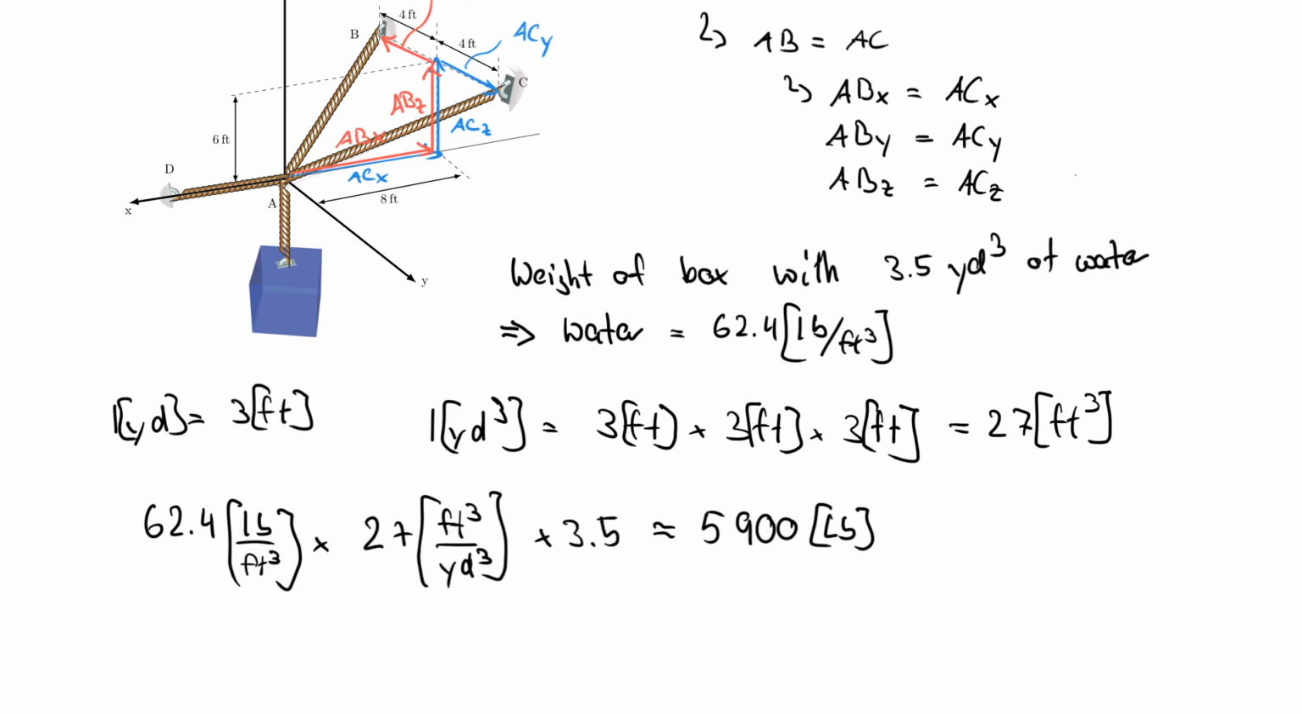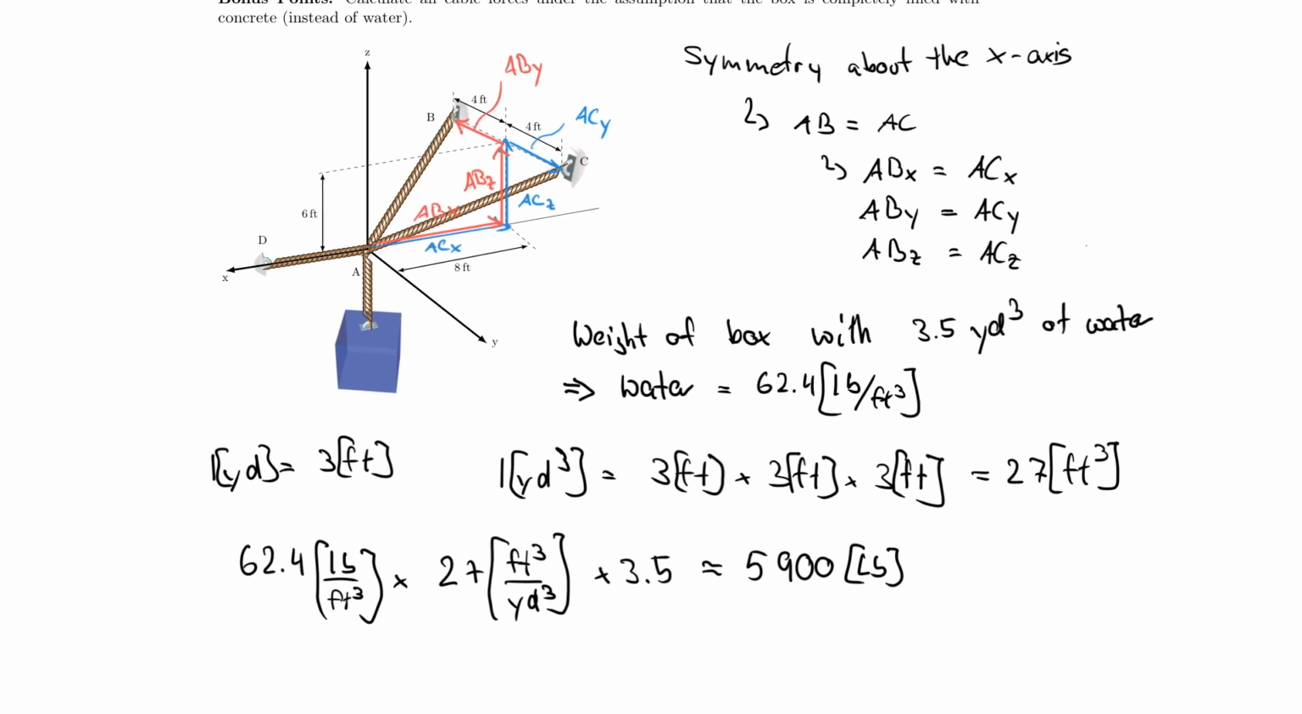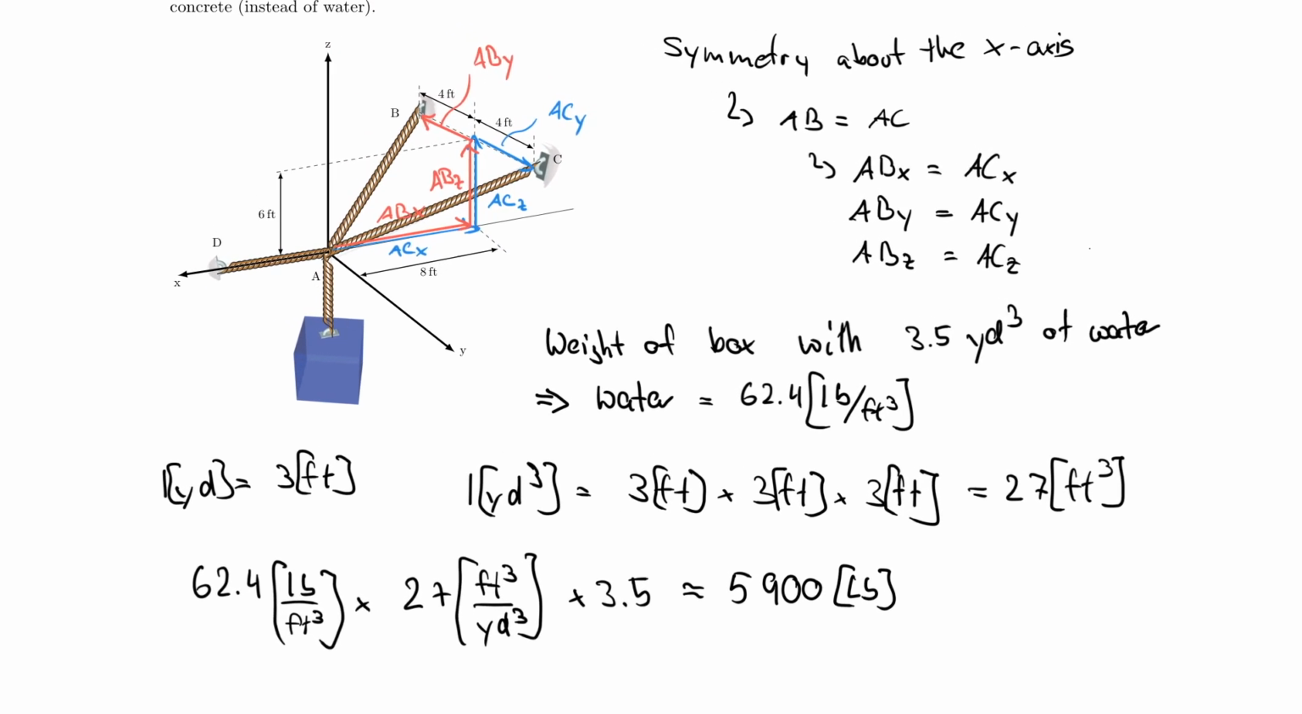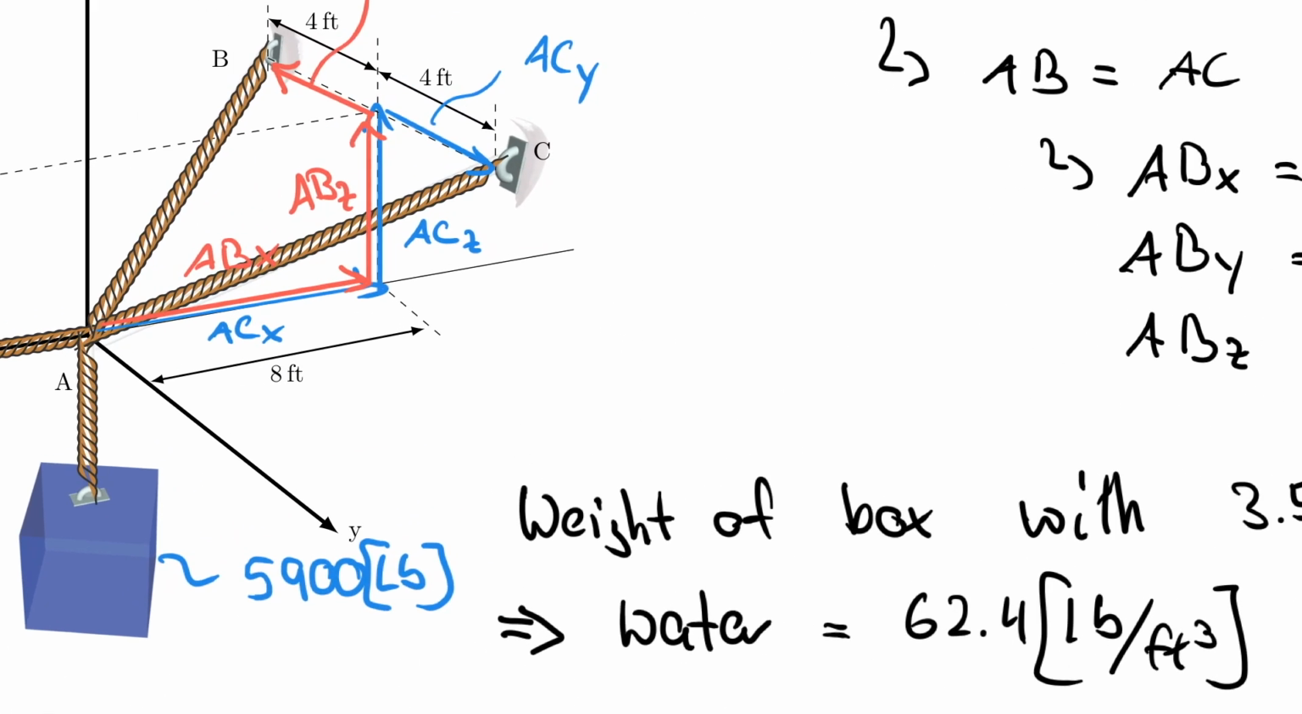And that I can now continue to use to find my forces. Let's go back to our picture here, and maybe I even add this here, 5,900 pounds. And I'll say it again, this 5,900 pounds is supported by ACZ and ABZ together. So each one of them has to carry half of that, right? So I can already state that up here.